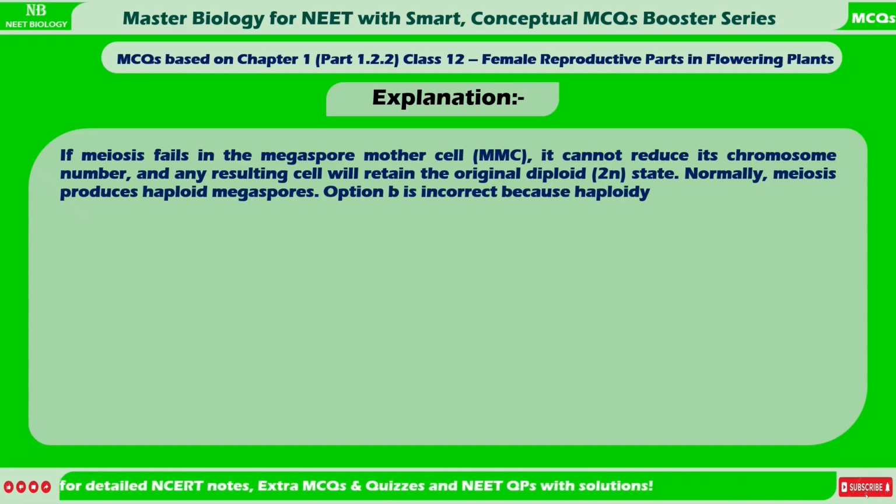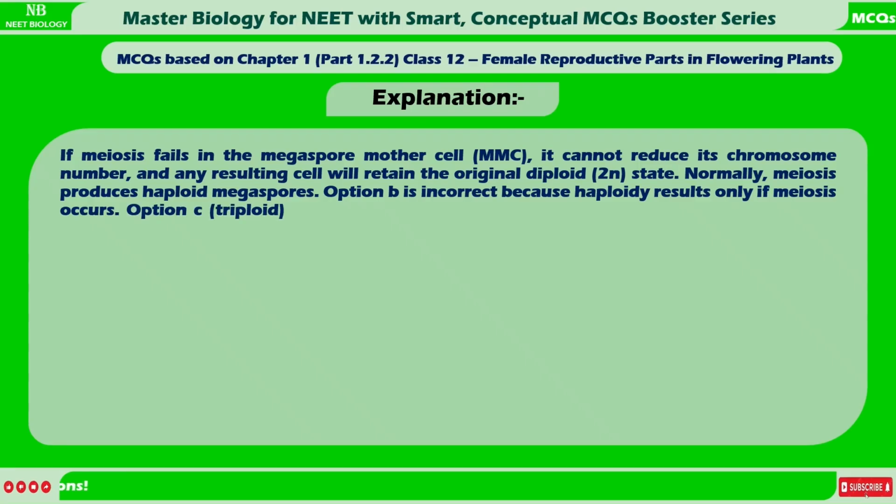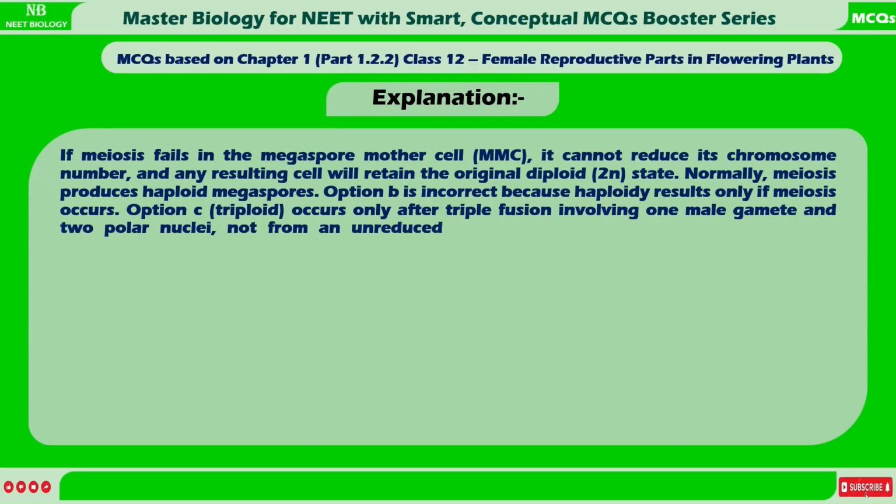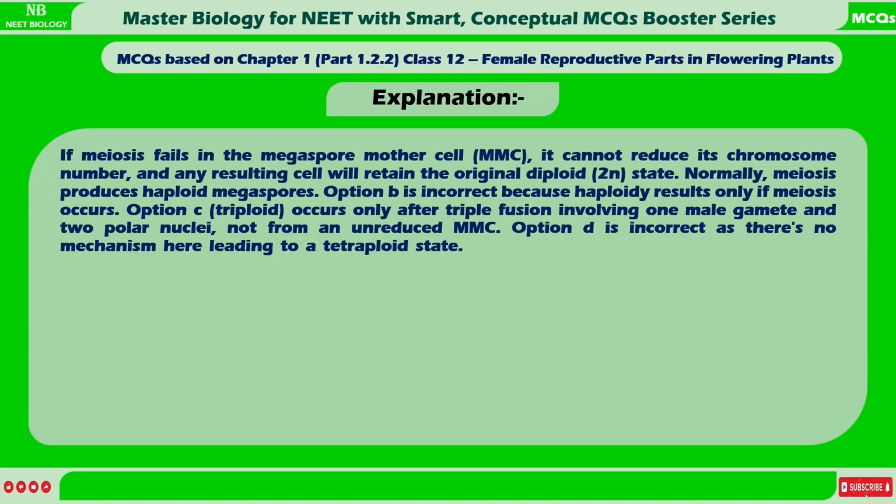Option B is incorrect because haploidy results only if meiosis occurs. Option C, triploid, occurs only after triple fusion involving one male gamete and two polar nuclei, not from an unreduced MMC. Option D is incorrect as there is no mechanism here leading to a tetraploid state. Hence, the correct ploidy of the resulting embryo sac would be diploid.